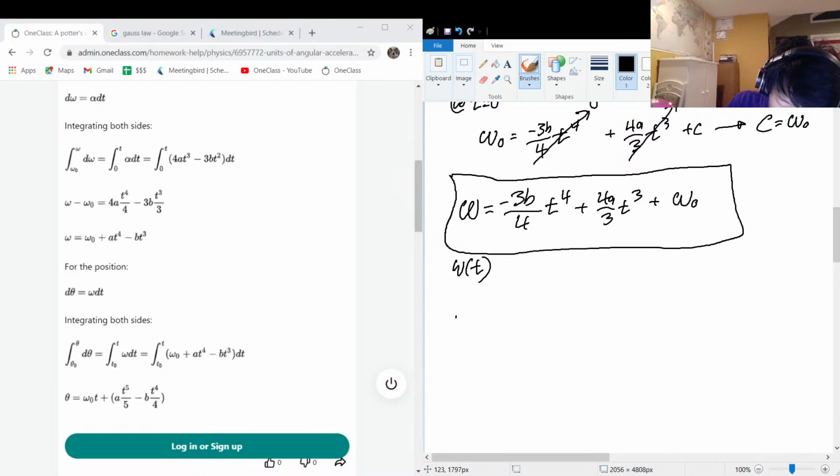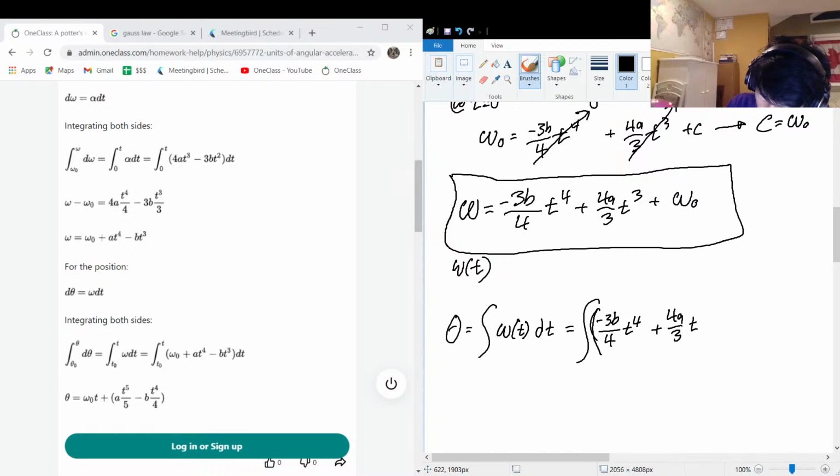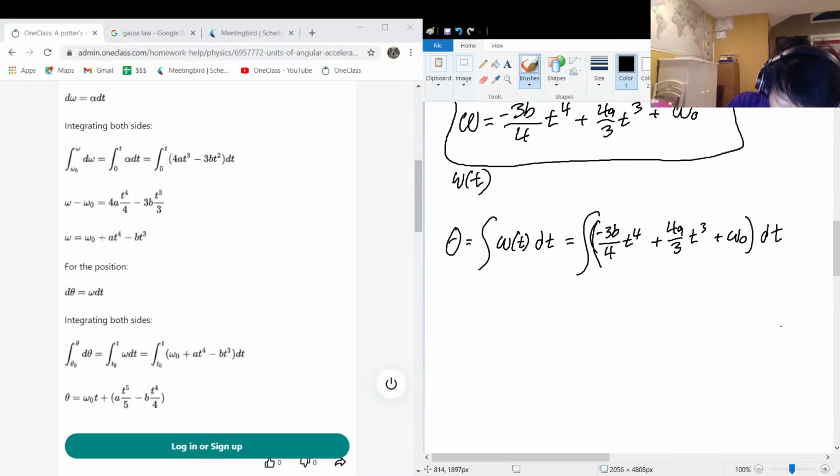But we know that our theta, our angular position, is equal to the integration of omega of t with respect to t, which is just the integration of negative 3b over 4 t to the 4, put this whole thing in brackets, plus 4a over 3 t to the power of 3 plus omega naught, actually. I know my British friends really like saying omega naught. And this is with respect to dt. Let's do the integration super duper fast because time is kind of tight over here.